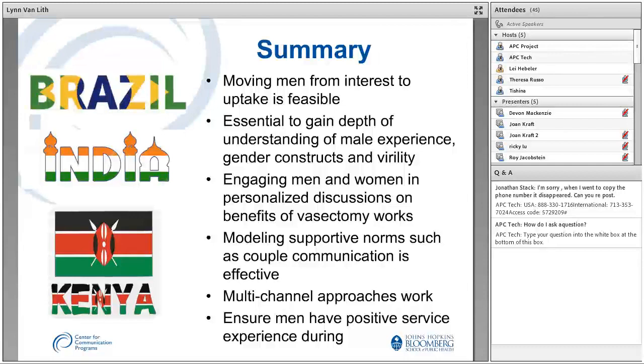So these summary conclusions are also mirrored in some of the other USAID-funded products, including the Guide for Promoting Sexual and Reproductive Health Products and Services for Men that was developed under the HC3 project last year.